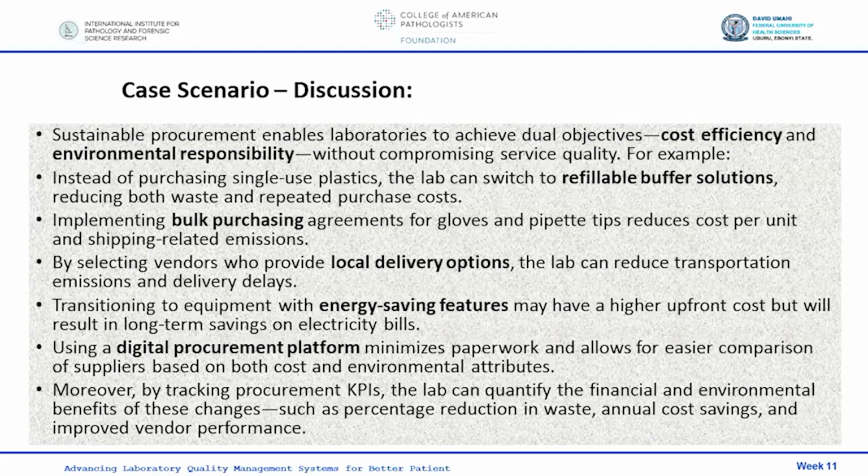Implementing bulk purchasing agreements for gloves and pipette tips with suppliers will reduce cost per unit and also reduce shipping-related emissions. By selecting vendors that provide local delivery options, the lab can reduce transportation costs. It can also reduce delivery delays. Then transitioning to equipment with energy-saving features, like we've mentioned before, may have a higher upfront cost, but at the end of the day, it will result in long-term savings on electricity bills.